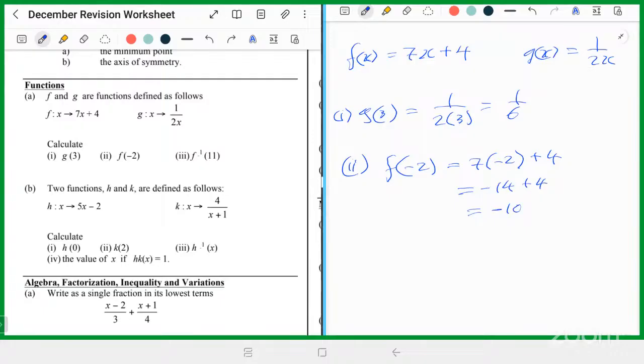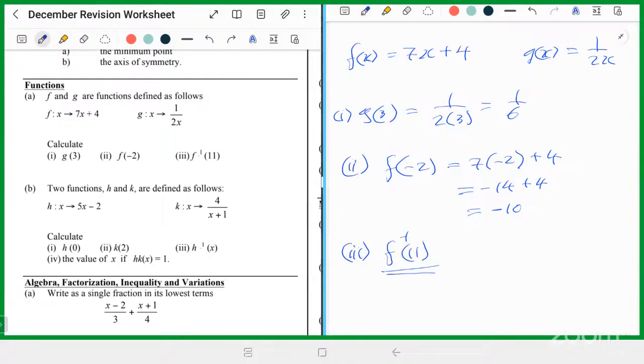Then part 3 wants f to the minus 1 of 11. Alright? You can do this two ways. You can find f to the minus 1 of x first and then plug in the 11, or we can have a method where we just work it out straight. I'm going to do it both ways for you. Alright, part 3. The question wants f to the minus 1 of 11.